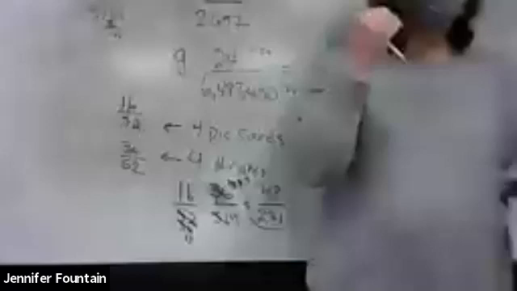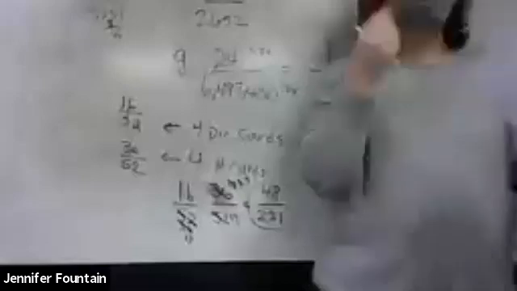Good. Letter B, a heart then a diamond: 13 out of 52 times 13 out of 52. Letter C, two hearts in a row. Now on this one, again, I have 13 cards out of 52. I draw a card, but then I put it back. So I'm going to have 13 out of 52 times 13 out of 52.